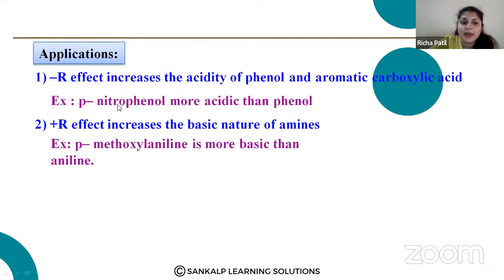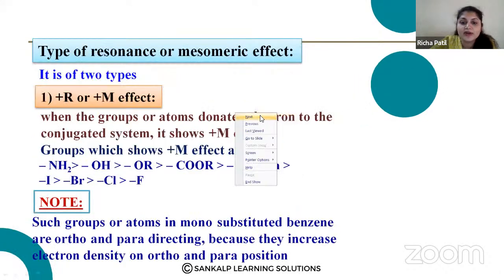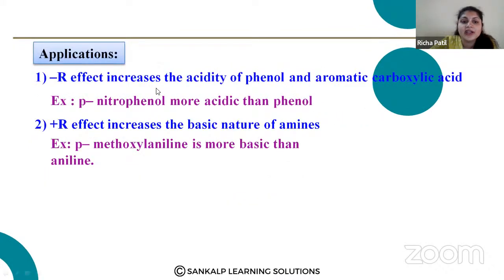For example, para-nitrophenol is more acidic than phenol. So when is the minus R effect shown? It is shown when you have electron withdrawing groups. Because of the electron withdrawing group, there will be an increase in the acidity of phenols and aromatic carboxylic acid. The example is para-nitrophenol, which is more acidic than phenol.